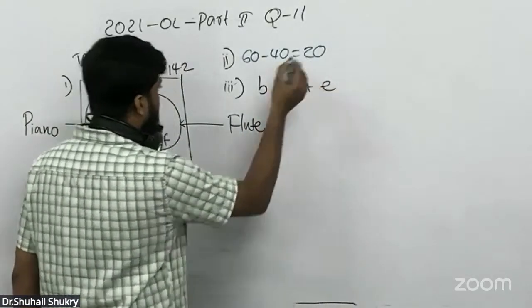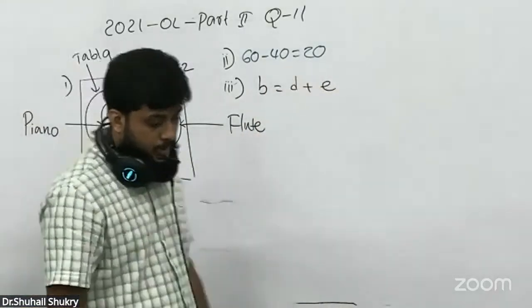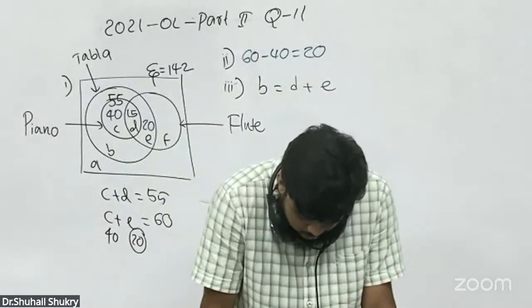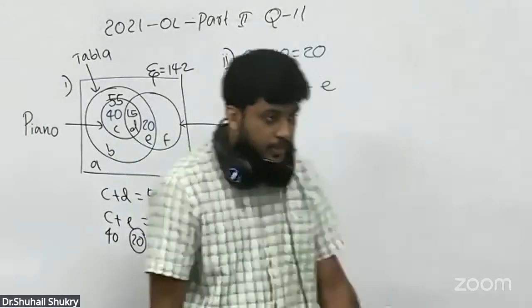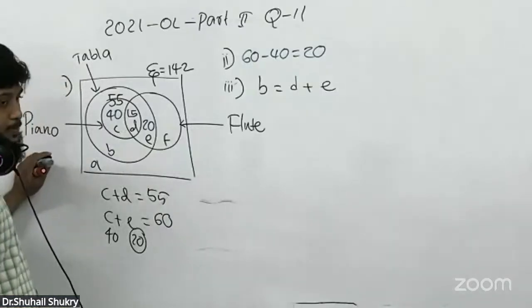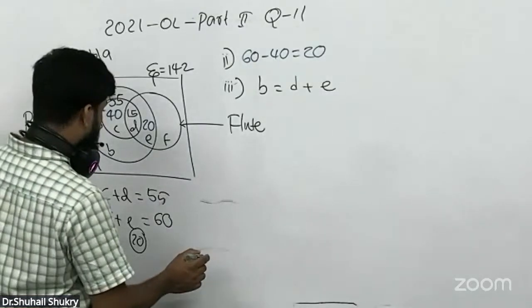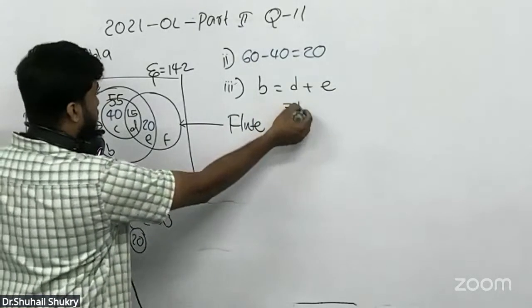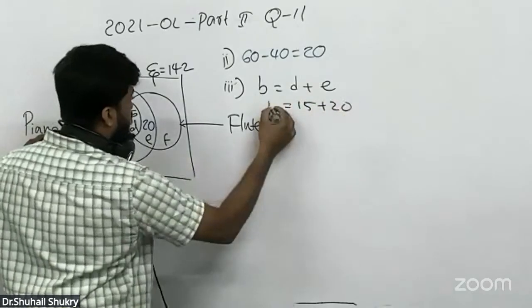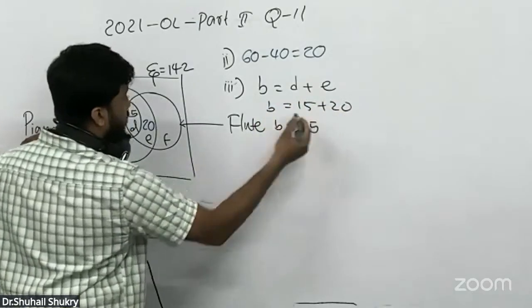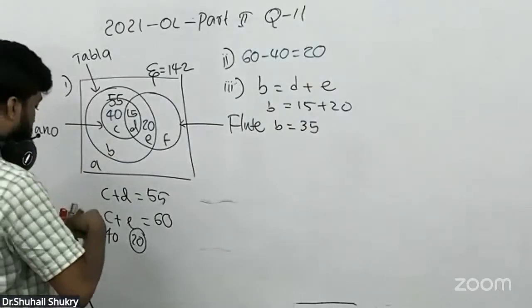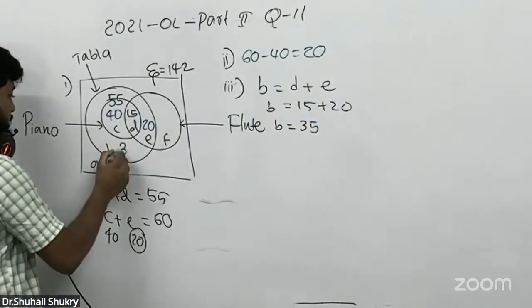B equals D plus C. They have told. Can you understand that point? Okay. That's why writing this ABCD is more useful. So how much is B? I don't know, but I know D is 15 and E is 20. B is 35. We can get the answer. So I found that B is 35, so we'll fill B as 35.